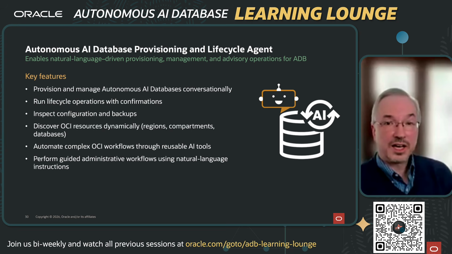starting with the autonomous database provisioning agent. If you've ever wanted to just ask for an autonomous database to be created and not use the OCI console, this could be the agent for you. It enables you to provision and manage your autonomous databases conversationally. You can run lifecycle operations to start, stop, and restart your database, as well as scale CPU and storage, among many other capabilities. Now, the agent's goal is to understand your intent before taking action, asking for missing or ambiguous inputs or requests. And perhaps most important is that it requires explicit confirmation for any destructive actions.